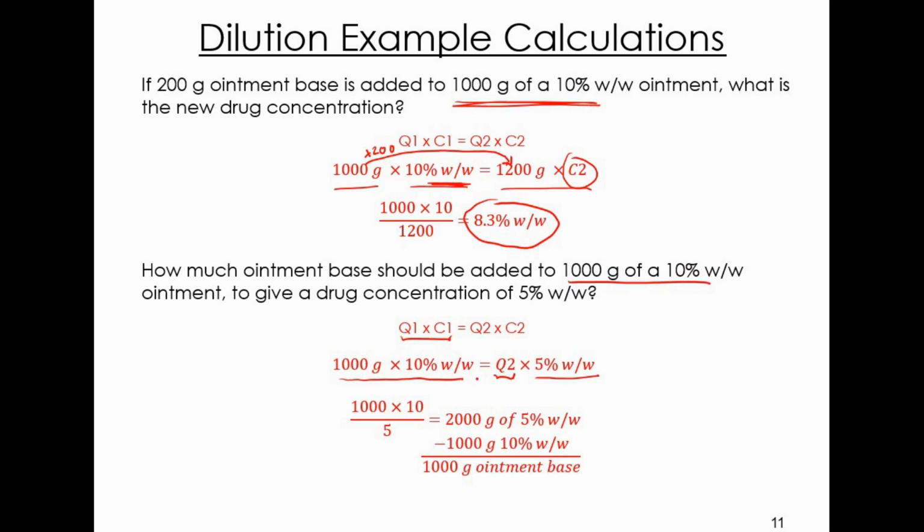So we multiply 1,000 times 10, we divide by 5, and we see that we'll have 2,000 grams of 5% ointment that results. Well, the question isn't how much 5% will result, it's how much ointment base should be added. And so we have to look at the difference from where we started to where we ended, and that's the amount of base we added. So we ended with 2,000 grams of 5%, we started with 1,000 grams of 10%, so the difference is 1,000 grams, so that's the amount of ointment base we add.